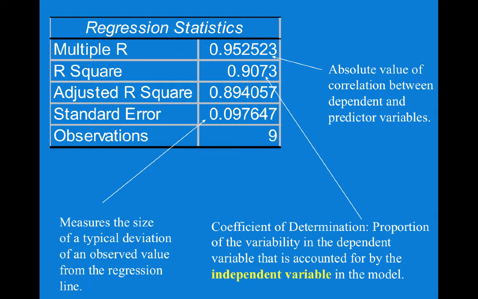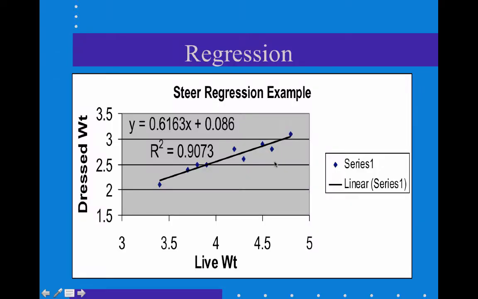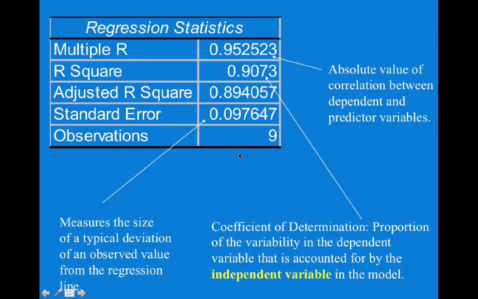So again, because it's 0.9, it's very high, we can actually account for a lot of the variation using live weight when predicting dressing percentage or dressed weight. And then the fourth piece of information in the statistics model is the standard error. The standard error is going to measure the size of the typical deviation of an observed value from the regression line. So let me flip back for just a second. We're actually looking at the amount of space in between these individual points compared to this regression line.